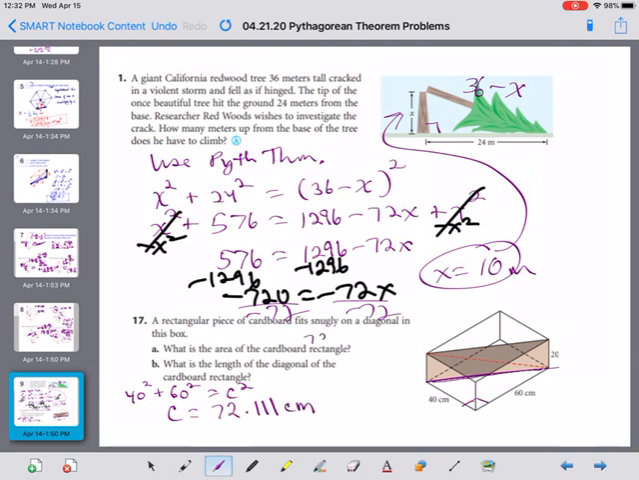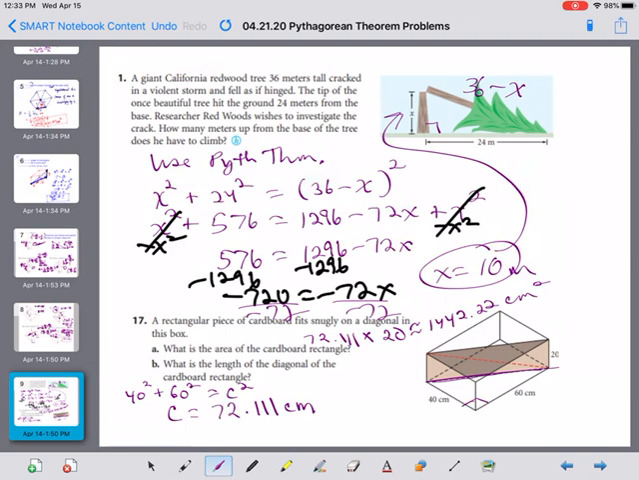So therefore, the area will be 72.111, which is the square root of 5,200, if you are wondering, which is 10 radical 52, but we'll just use the decimal, times 20, and it's approximately 1,442.22 centimeters squared.